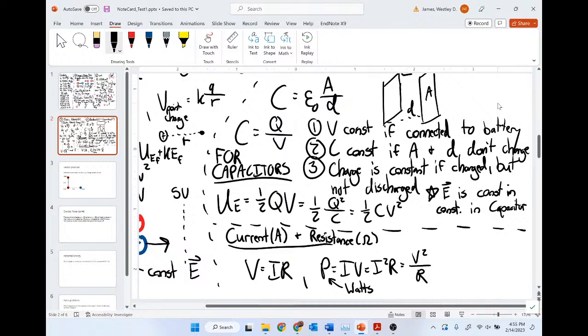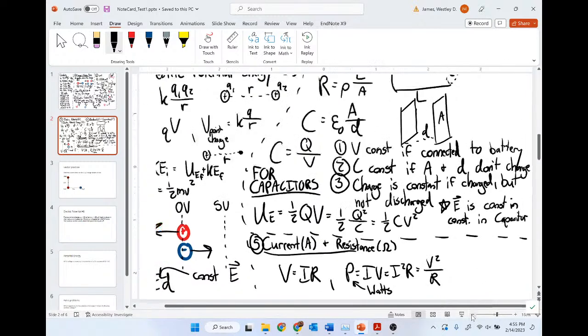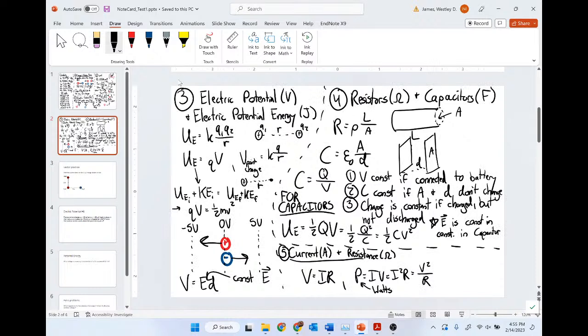This was chapter 4, right? Oh, yeah, it was week 5. Let me double check. Yep. Resistors and capacitors is 4, and then current and resistance is 5. So only those 2? Yep, that's it. That's all we basically covered. V equals IR, P equals IV equals I squared R equals V squared over R.